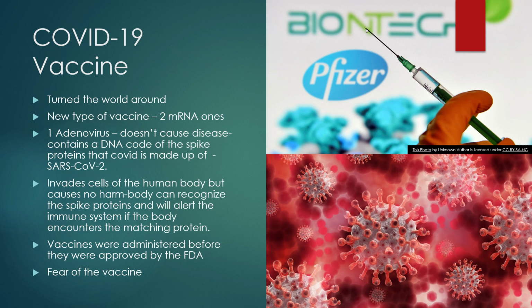There was a new type of vaccine created, actually 2 of them. They were the first 2 mRNAs ever created, and then the third one was an adenovirus, which means it does not cause disease. It contains a DNA code of the spike protein that COVID is made up of. And COVID is also known as the SARS-CoV-2. It invades cells of the human body but causes no harm. The body recognizes the spike proteins and will alert the immune system if it ever encounters the matching spike protein. So, as I stated once, if they are ever infected with COVID, the body will already know what to do about those spike protein viruses.